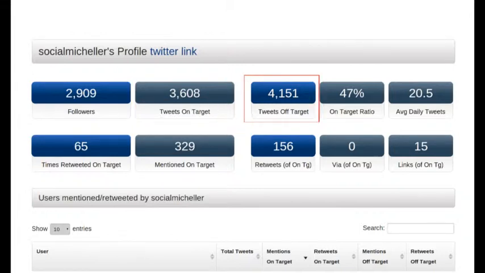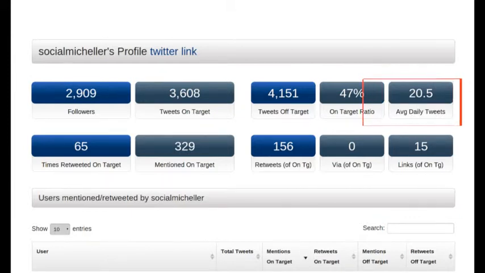She also sent 4,151 tweets off target, without using the hashtag. From this, we can compute the on-target ratio of 47%, which is a very high number, and the one we use for the x-axis shown on the chart. We can also see that she tweets quite a lot, with 20 daily tweets on average.